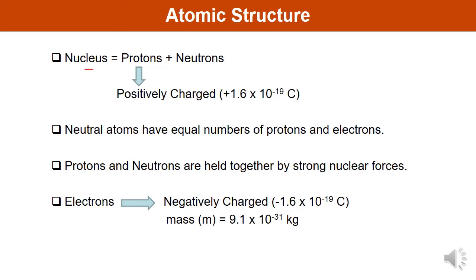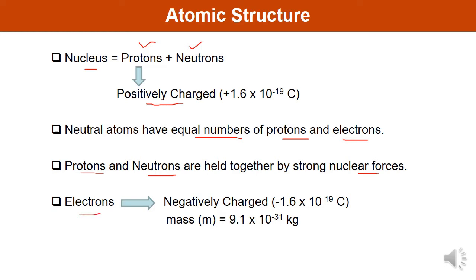Nucleus contains protons and neutrons, and protons are positively charged. The charge on a proton is 1.6 into 10 raised to the power minus 19 coulomb. Neutral atoms have equal number of protons and electrons. These two numbers are the same in the case of the neutral atom. Protons and neutrons are held together by strong nuclear forces.